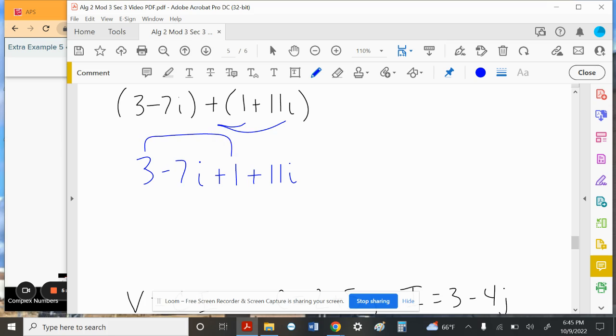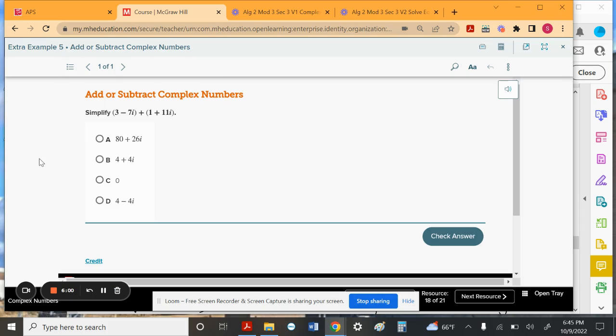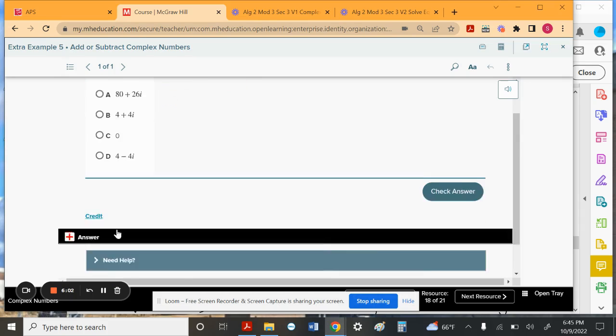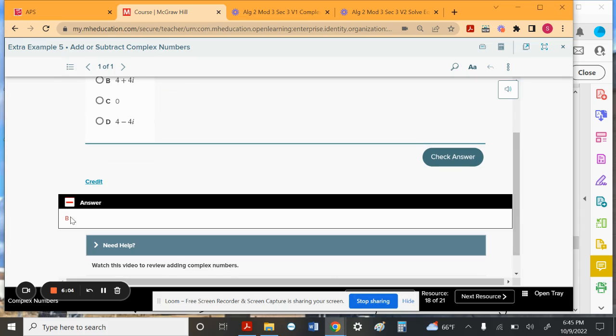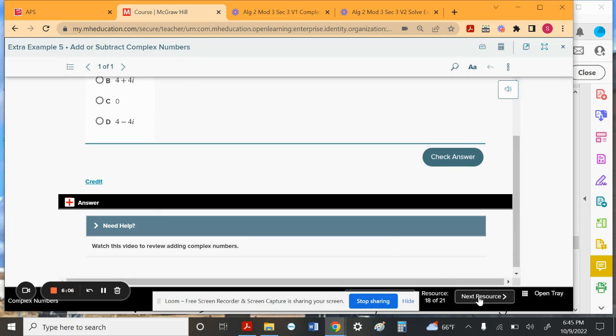Now I'm going to combine like terms. That's 4 plus 4i. And I can't combine anything else. So this would be my answer, 4 plus 4i. So it would be B. And we get B. Okay.